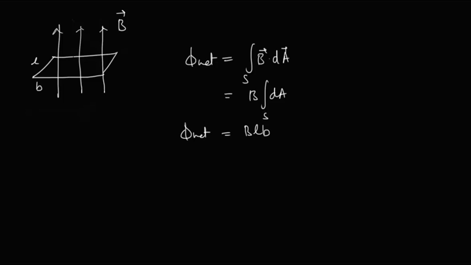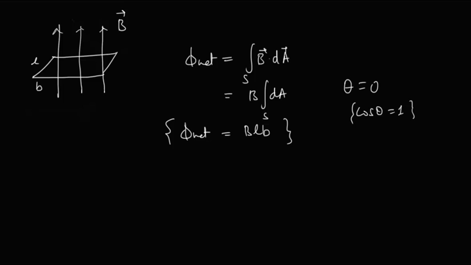Remember that here the theta between the area vector, this dA vector, and the B vector is basically 0. The theta is 0, so cos 0 becomes 1. So this is an example of a surface integral where we have to calculate the phi net.